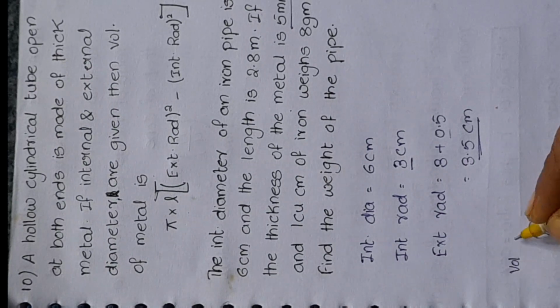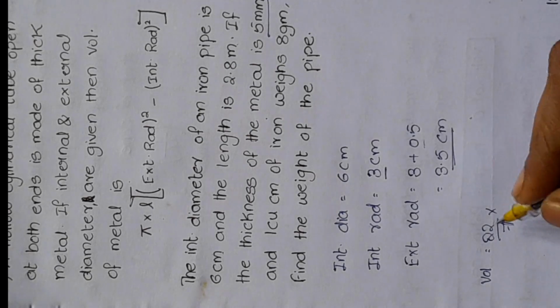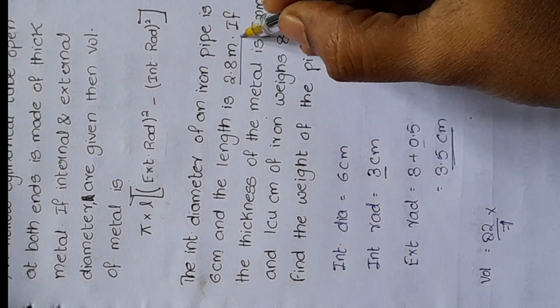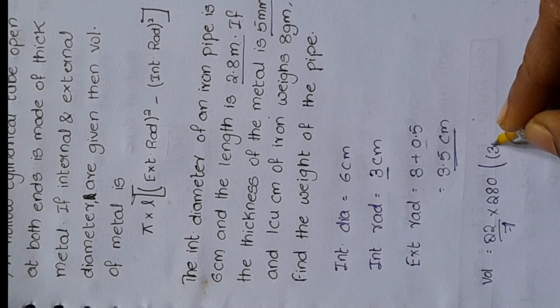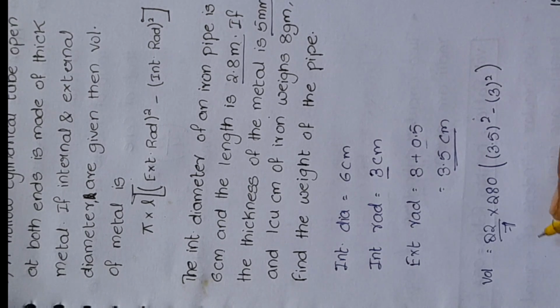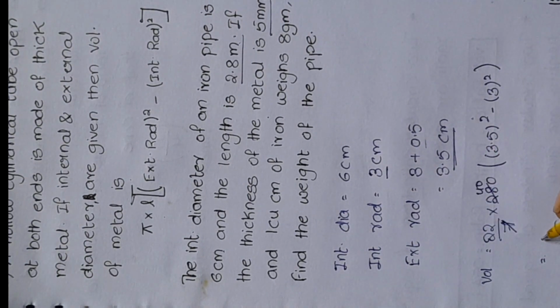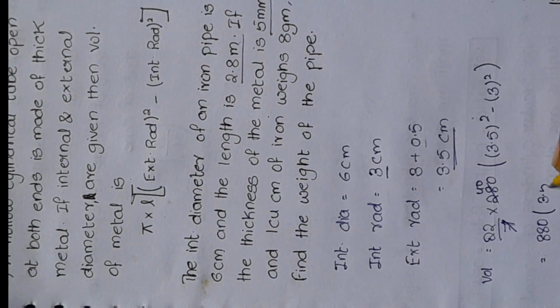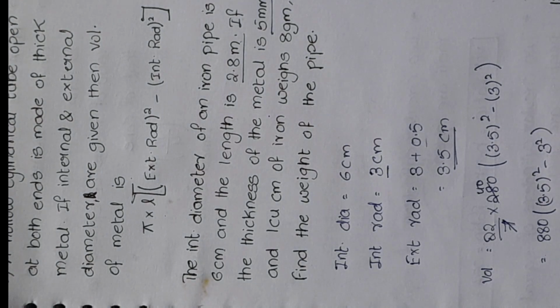Now let us find the volume. Here use this formula. Let us substitute the value. 22 by 7 into length. Length is given in meters. Convert this into centimeters. That is 280 centimeters into external radius 3.5 whole square minus internal radius 3 square, which is equal to 7 1s 7, 4s. So 22 into 40, that is 880 into 3.5 whole square minus 3 square. The value we get as 2860 cubic centimeters is the volume.